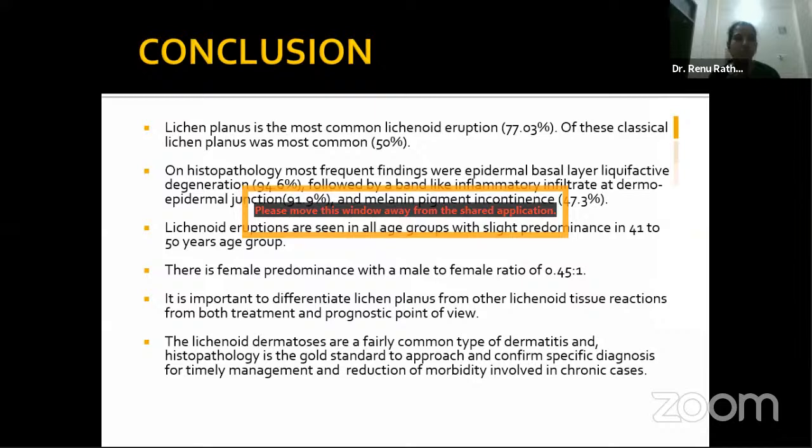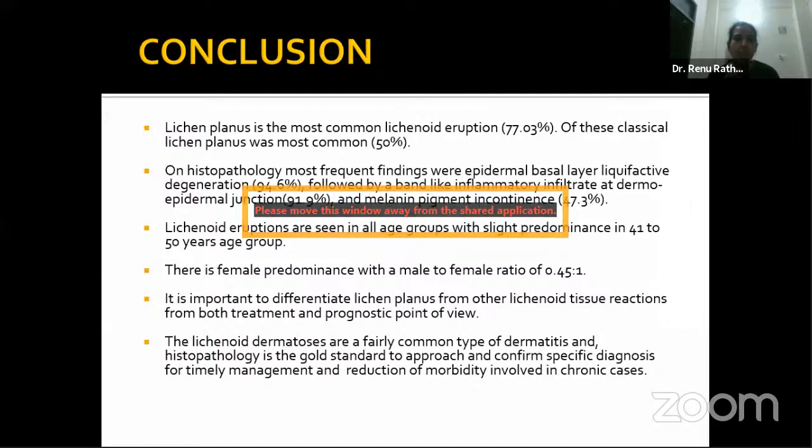So the conclusion is lichen planus is the most common lichenoid eruption, and classical lichen planus is the most common of all the lichen planus variants. On histopathology, the most frequent findings are epidermal basal layer liquefactive degeneration, followed by a band-like inflammatory infiltrate at the dermoepidermal junction and melanin pigment incontinence. These are seen in all age groups, but there's a slight predominance in the 41 to 50 years age group in our study. There's female predominance with a male to female ratio of 0.45 to 1.